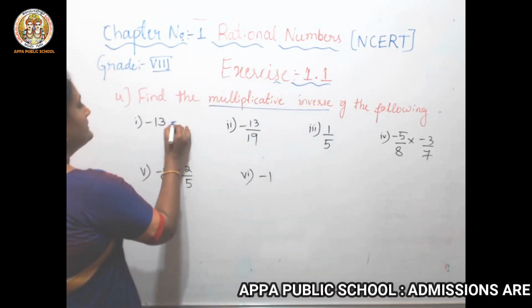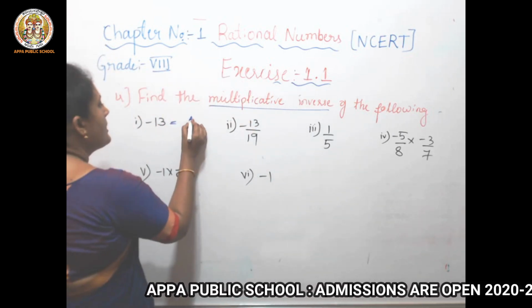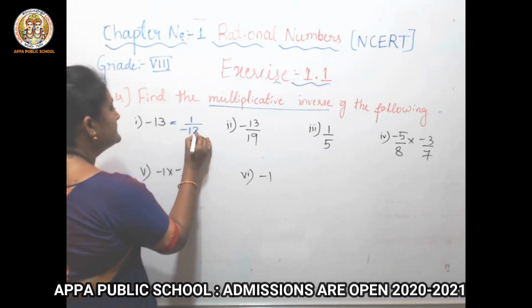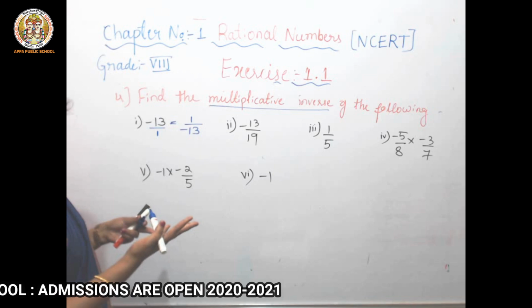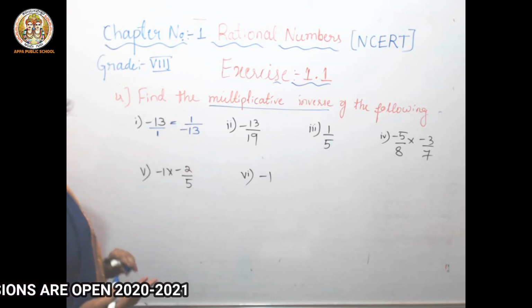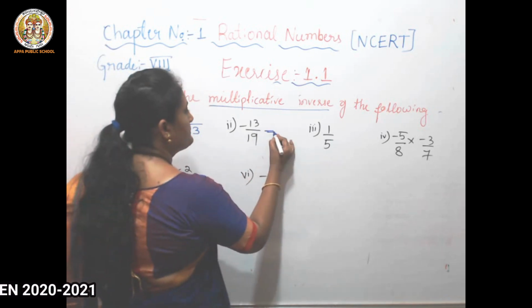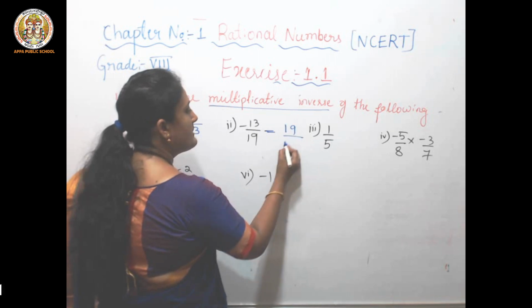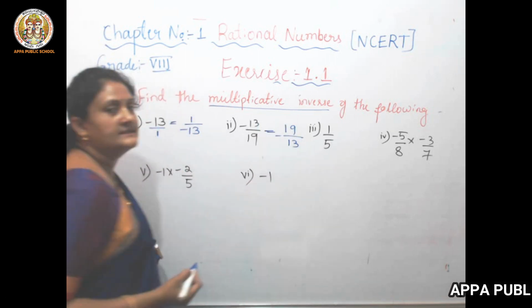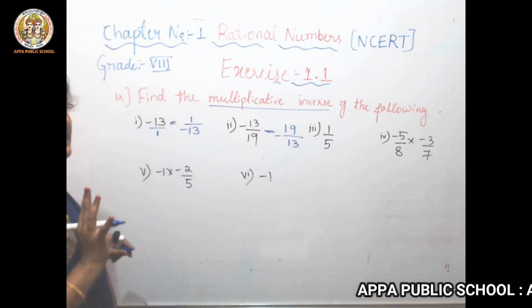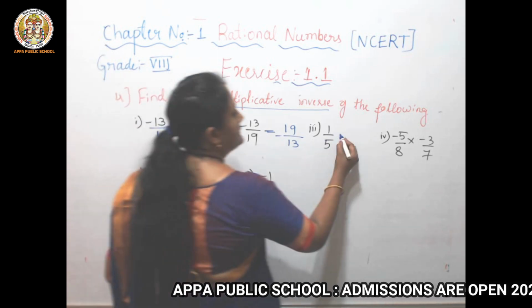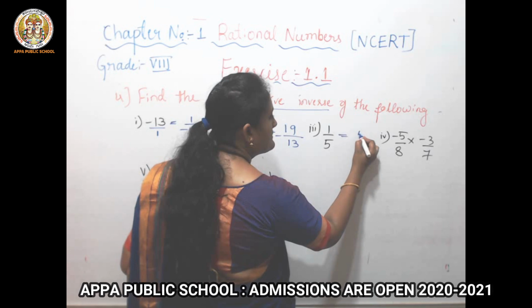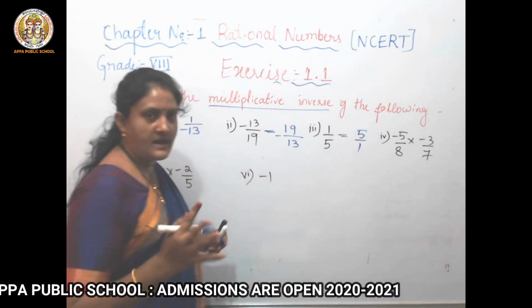See, minus 13's multiplicative inverse is what? 1 by minus 13. If nothing is there, it means here 1. So we will write the reciprocal. So 1 by minus 13. Similar way, this will be minus 19 by 13. The negative stays as it is. The sign will not change in the multiplicative inverse. We only write the reciprocal of this. And here 1 by 5 is 5 by 1, or else you can write only 5.